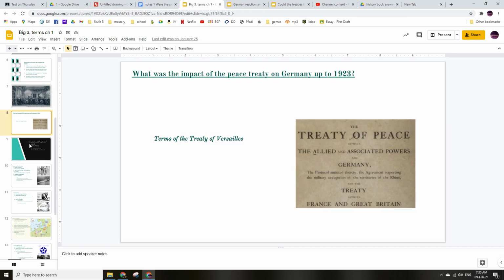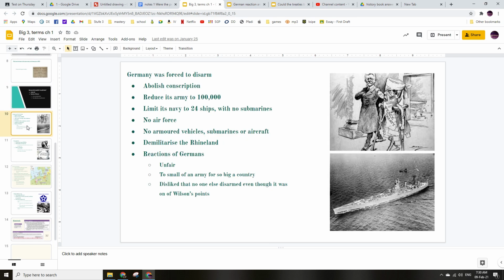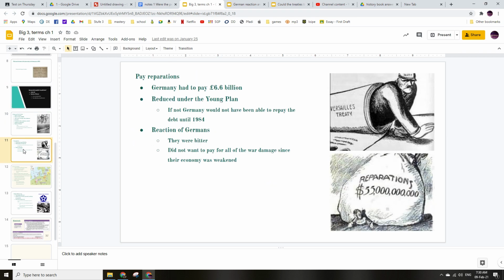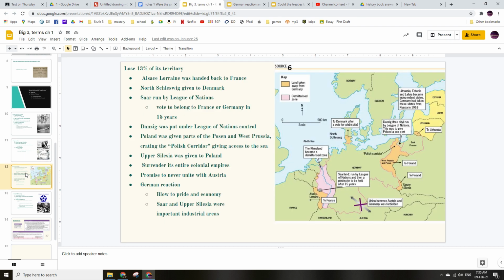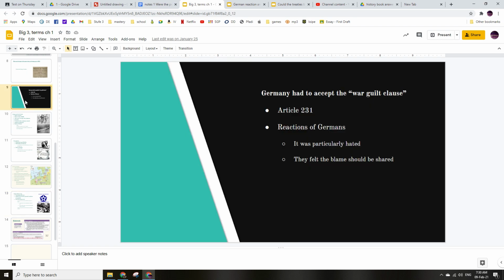So here are our terms for Germany. Remember, there are five terms: the War Guilt Clause, disarmament, reparations, loss of territory, and the League of Nations. You will be asked to name four terms and explain them. For example, you can say the War Guilt Clause means that Germany had to take all responsibility for it, and it is Article 231. That would be an acceptable answer.